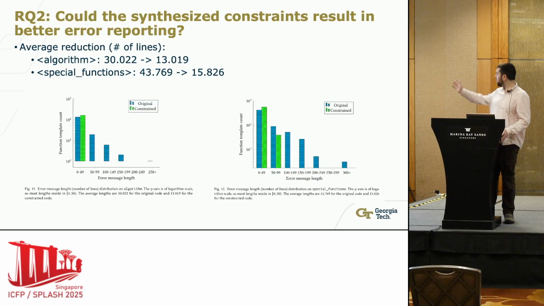And you can see that graphically represented here as well. The blue bars represent the original length of error messages, how frequently they occur in each length category. And the green bars represent the length of error messages after constraint synthesis. And you can see that they're much more clustered at smaller lengths, and we don't have any error messages that are very long and difficult to interpret.